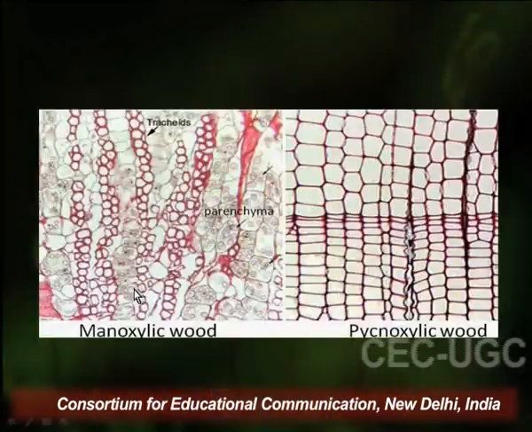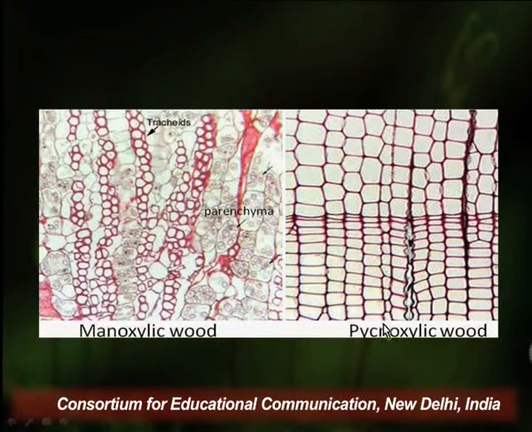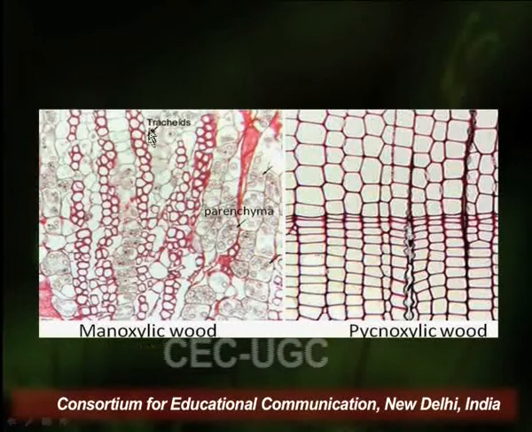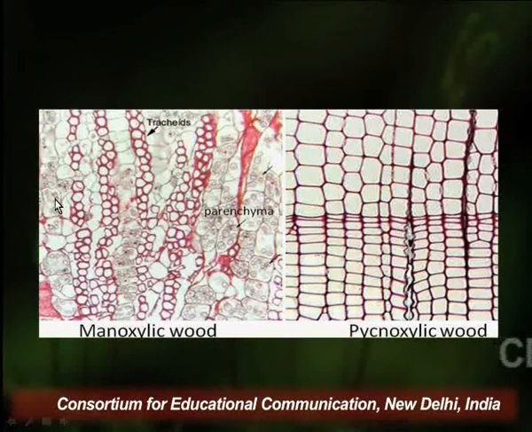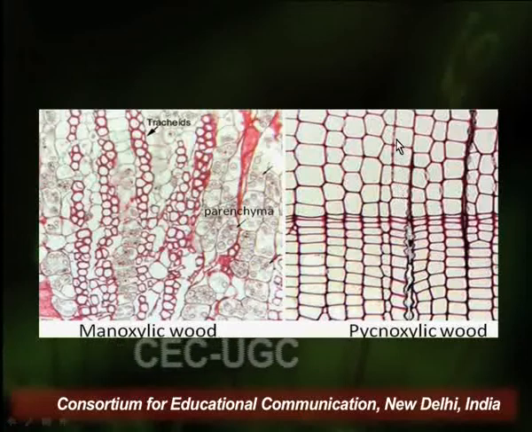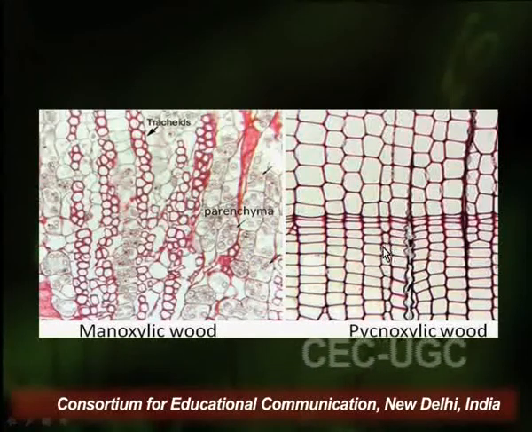You can see the difference between monoxylic wood and pycnoxylic wood with the help of this diagram, where the tracheids are diffused and the parenchyma cells are much more in amount, whereas in case of pycnoxylic wood the parenchyma is very less, and the arrangement of these tracheids is very compact. Because of this compact arrangement of tracheids in pycnoxylic wood, they are commercially very useful.